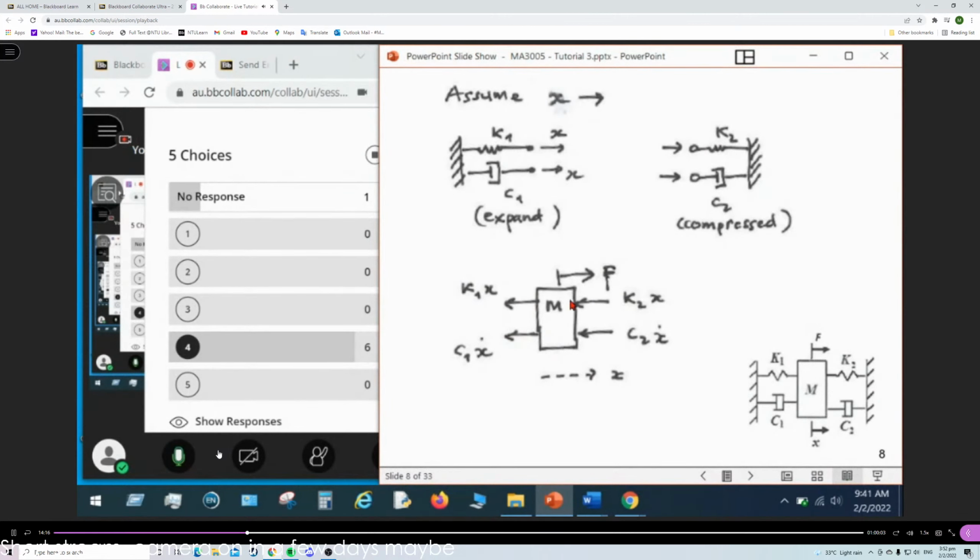Then similarly, on the right hand side, we also have two forces opposite to these two forces. Because it is compressing the spring and damper, each will give a force to the wall, right? This is the spring force and the damping force from the damper. This is the output, which is the displacement of this mass.